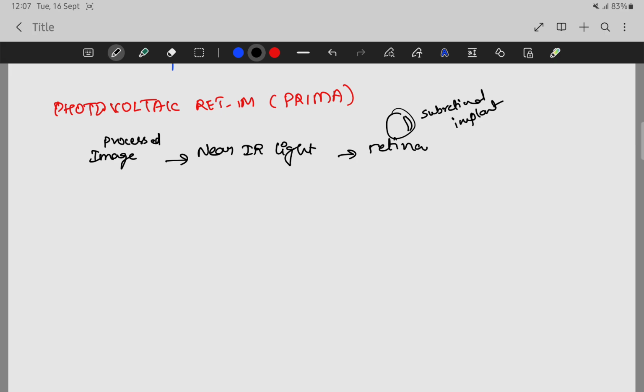This is in preclinical trials. This is a truly wireless modular implant. It is very much suitable for ARMD patients, and it can be done under local anesthesia. These are not yet implanted into humans.